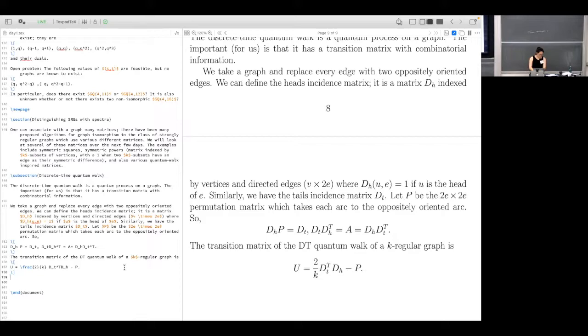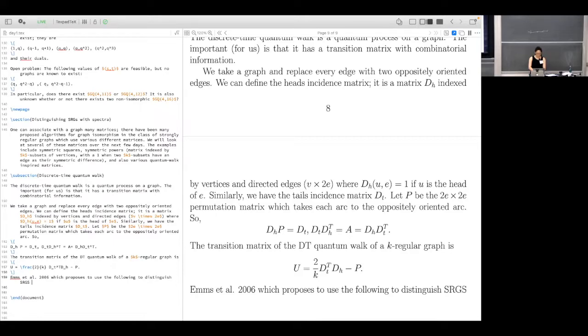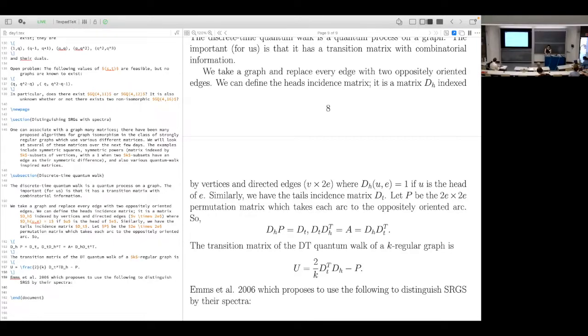So there's a paper by Emms, Severini, Wilson, and Hancock in 2006, which proposes to use the following matrix S to distinguish graphs, or maybe strongly regular graphs, by their spectra. They want to take the positive support of U cubed. So S is obtained from U to the third power by replacing all the positive entries with 1 and all other entries with 0.